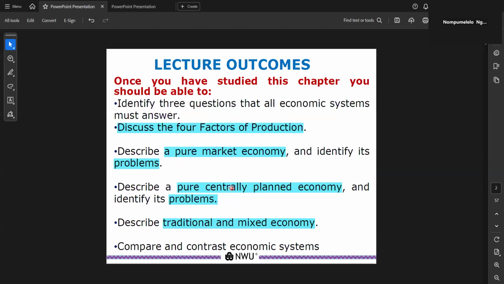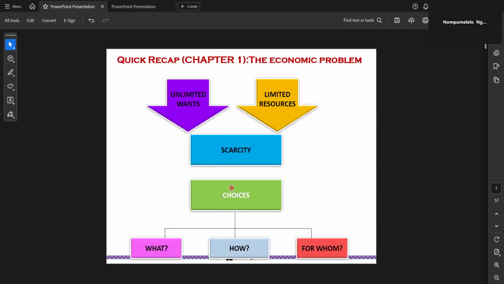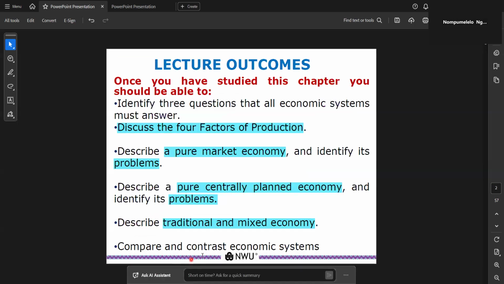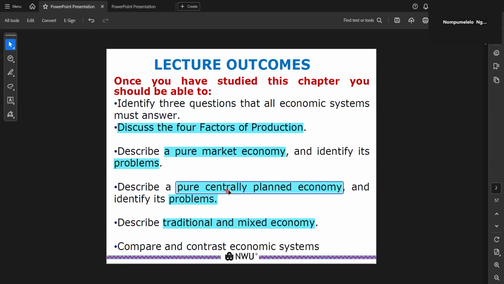So yeah, I think that is all that we were supposed to know: compare and contrast economic systems. That is what we've been doing. So you have to be able to explain a pure market economy, what it is, and also identify its problems, which are its disadvantages.